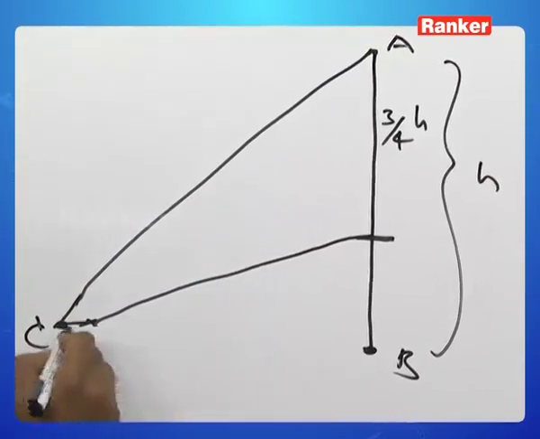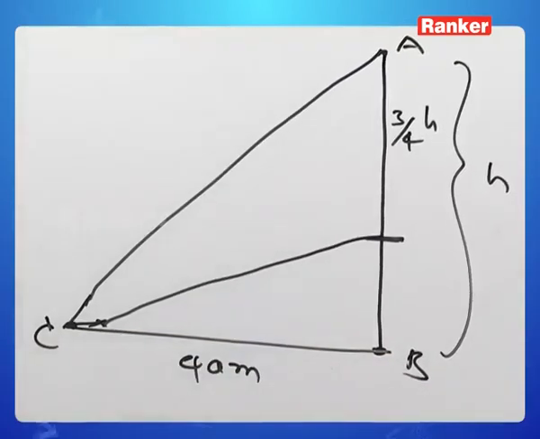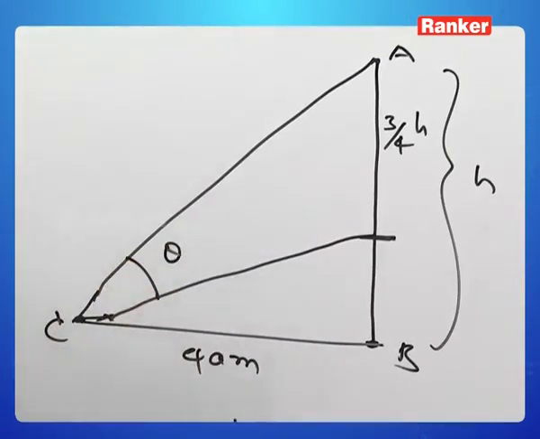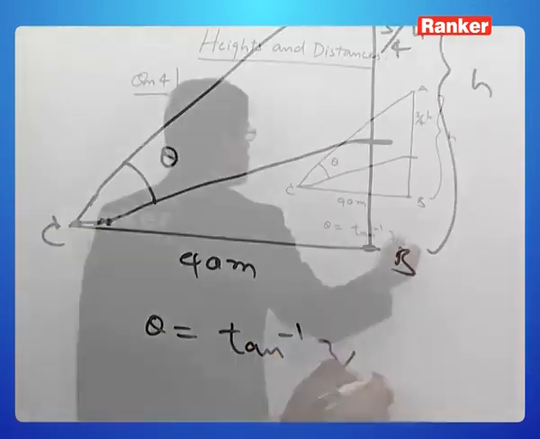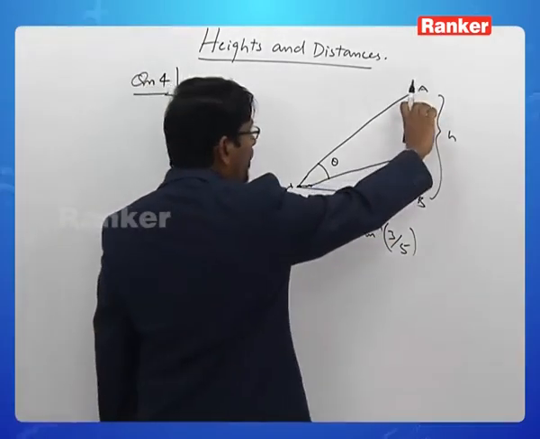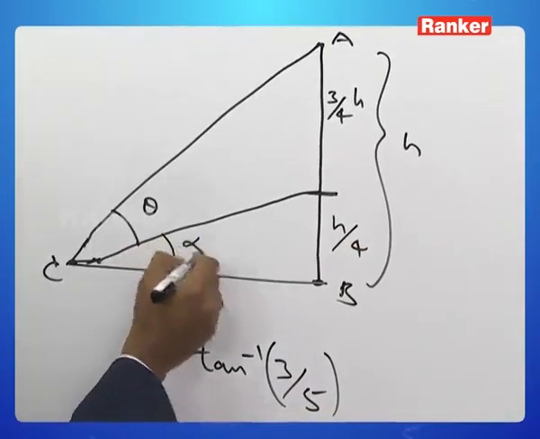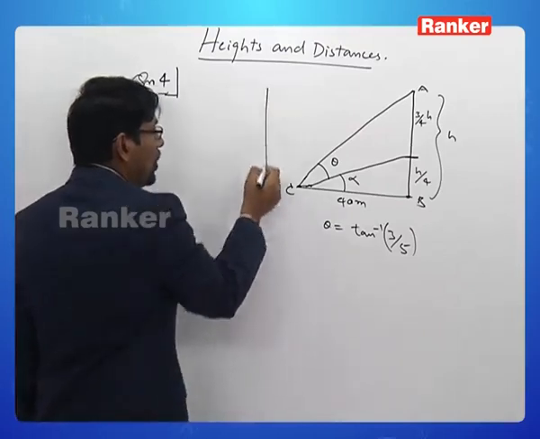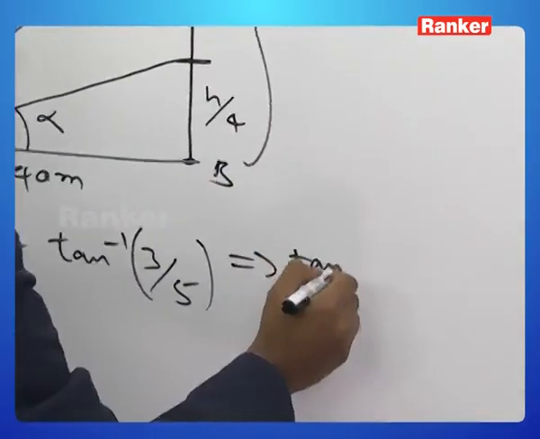this is C, let us say. This is 40 meters away from it. This is subtending an angle tan inverse of 3 by 5. This is theta, where theta is equal to tan inverse of 3 by 5. Now, if this is 3/4 of H, this will be H by 4. Let us think that this angle is some alpha. Okay, here. So, tan theta is equal to 3 by 5.